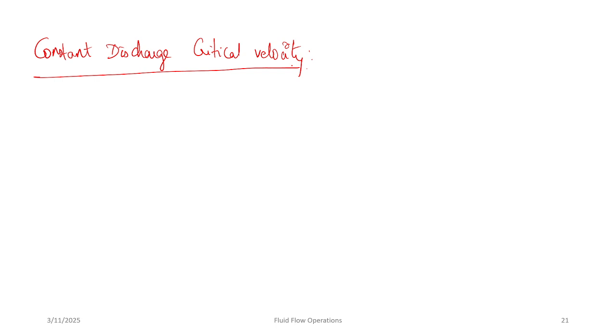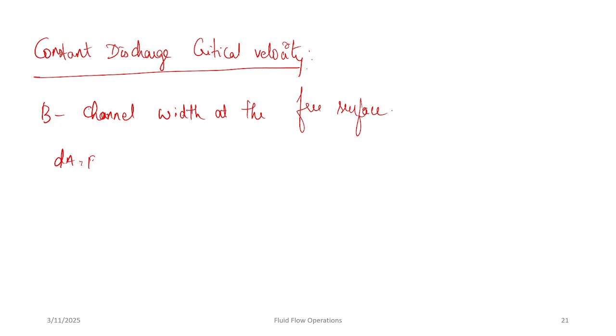So when the channel width at the free surface, let's say it is B, sorry, channel width, not breadth. Let's say B is the channel width at the free surface. Okay. So in that case, dA will be equal to B into dH, right?